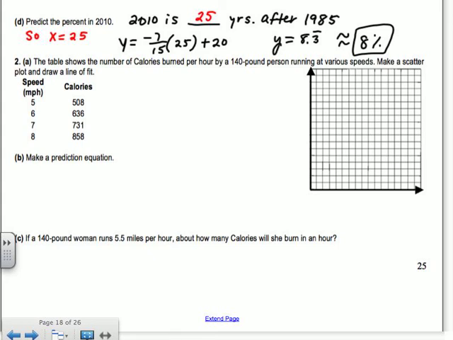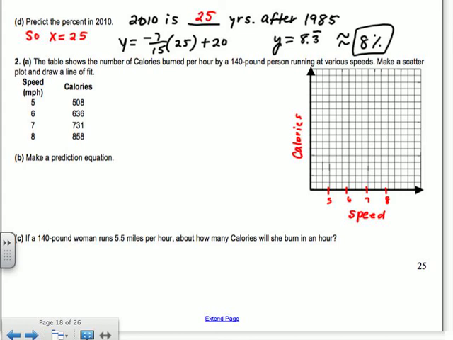All right, 2A. So it says the table shows the number of calories burned per hour by a 140-pound woman or person running at various speeds, like the people down the hallway. They're running exactly. I don't know what they're doing. Make a scatter plot and draw a line of fit. So go ahead and do your scatter plot. So I'd say like every 3 or 4, make your, so 5, 6, 7, 8, just so they're not like super close to each other. Remember, you can label, so speed. And calories.